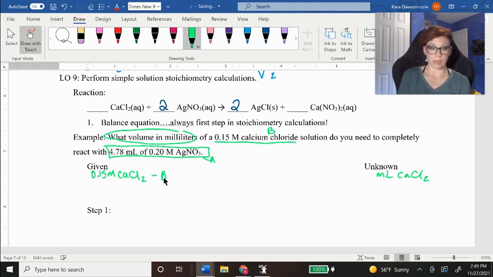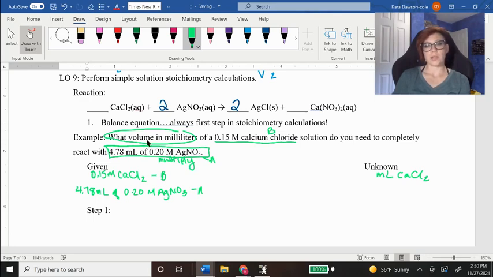So mark everything out. I've got 4.78 milliliters of 0.20 molar AgNO3. And I need to know how many milliliters of CaCl2 I need to add to that. Now, with this, this is A here, and this is A. So again, anytime you see milliliters and concentration, you multiply these together.